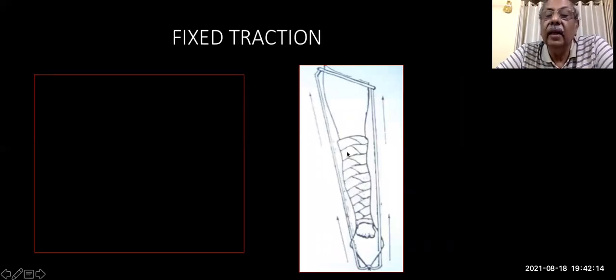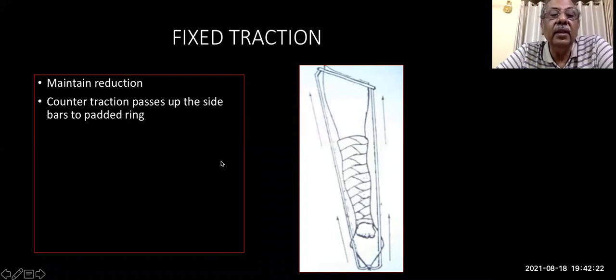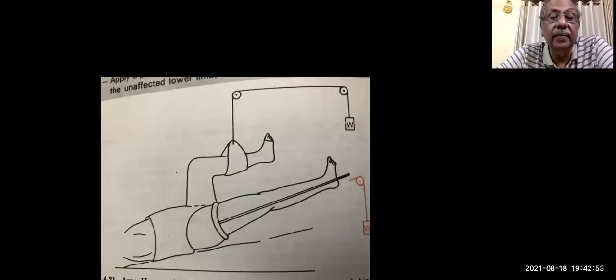And how to apply it as a fixed traction. You apply skin traction. You maintain reduction. Counter traction passes up the side of the bars to the padding. The strap should be from greater trochanter to the lateral malleolus. You all know that the lateral malleolus is slightly posterior and medial tibia is slightly anterior. Therefore, to apply this traction, you apply the tapes in line with the tibia on the medial side and in line with the fibula on the lateral side. And this will correct the rotation.